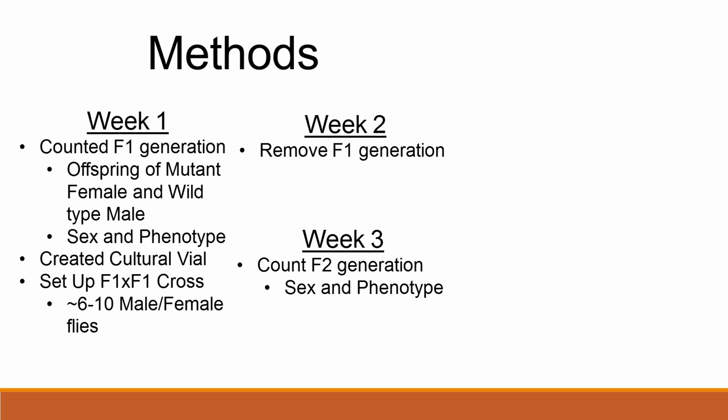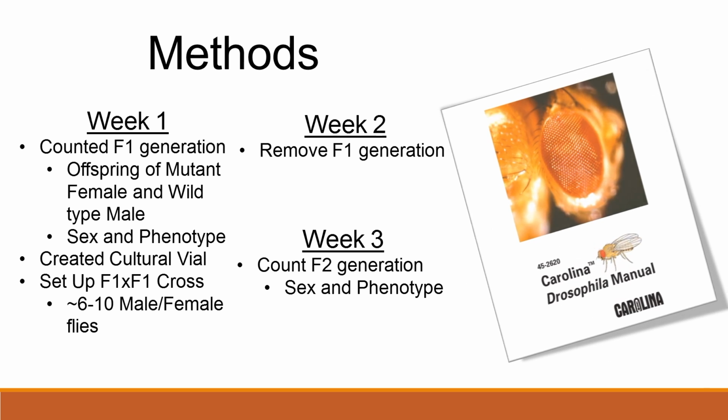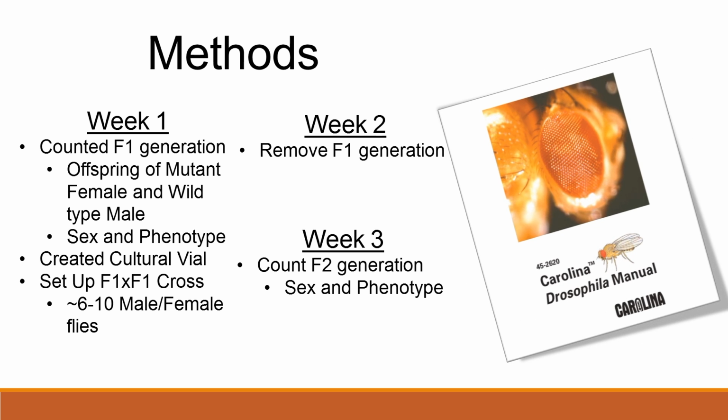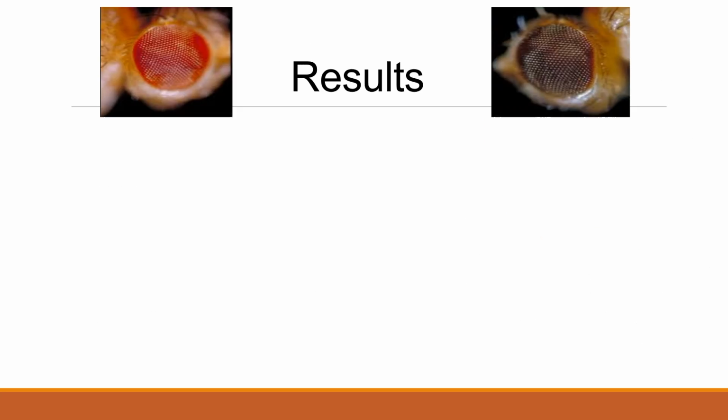By week 3, the F2 generation emerged, and we were able to count the sex and phenotype of each fruit fly. And of course, the exact procedure is located in the Carolina Drosophila Lab Manual. The results of our experiment were conclusive with what we expected.